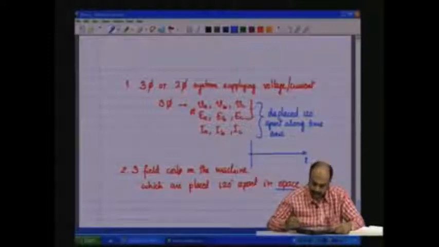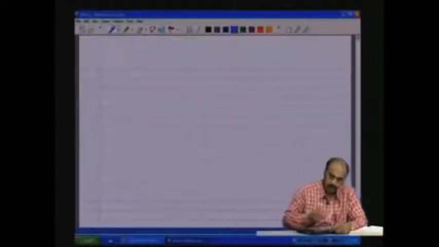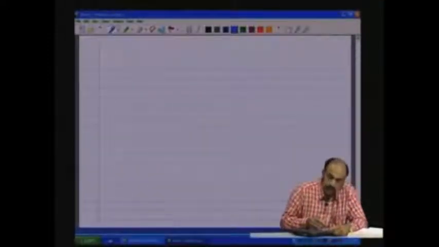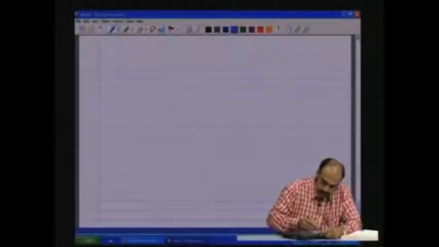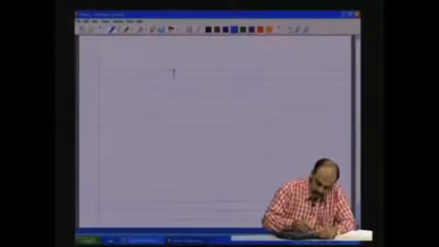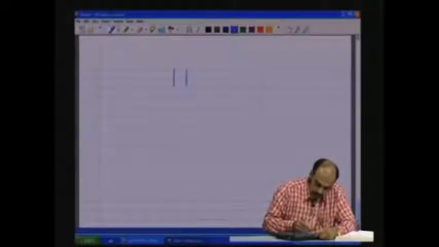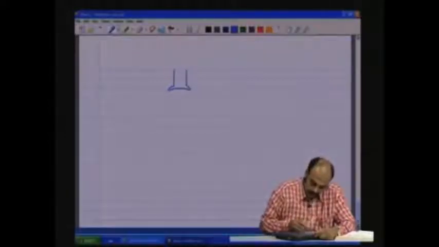Let us see how that comes about. So, let us say we have a pole which is like that, and the other end of the pole which is like that.